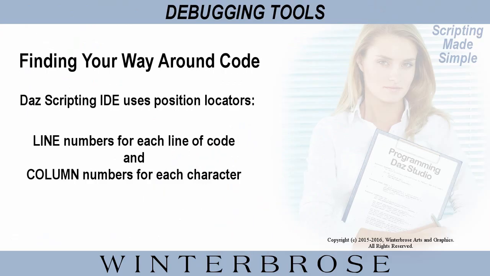The first thing we're going to discuss is how to find your way around your code. Daz Studio implements what we like to call position locators within your Daz Scripting inside the IDE by the use of line numbers for each line of code and column numbers for each character within that line of code. Most of the time you're going to ignore the line and column numbers that are shown in the IDE, and we'll demonstrate that for you now, but they are very important to the debugging process for your code.